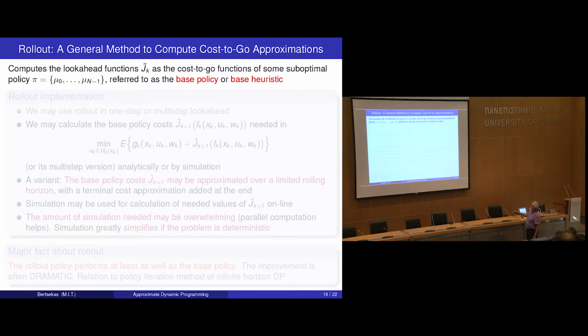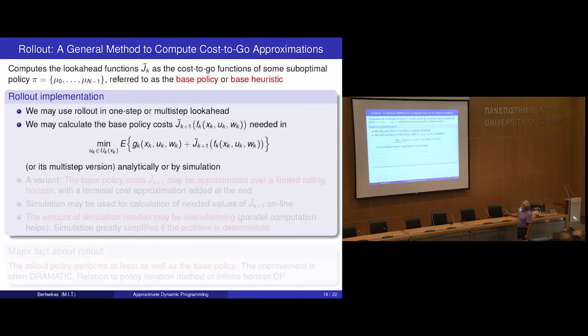Okay, so formally, rollout computes the look-ahead functions that are needed in single or multi-stage look-ahead as the cost-to-go functions of some suboptimal policy, which we refer to as the base heuristic or the base policy. So you have a heuristic and you use it to roll out to get these cost-to-go approximations, and that's the idea.